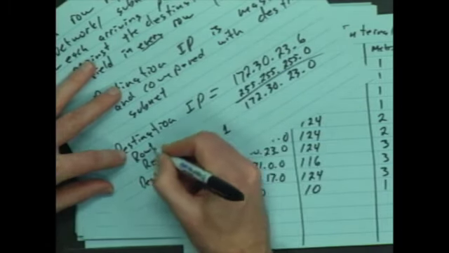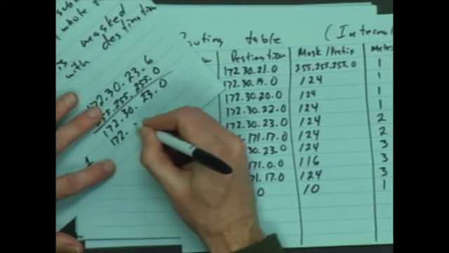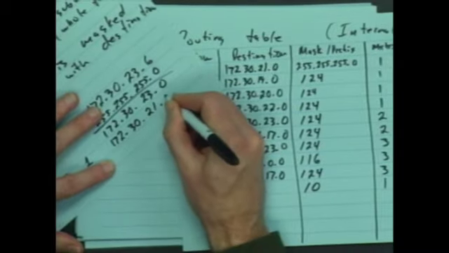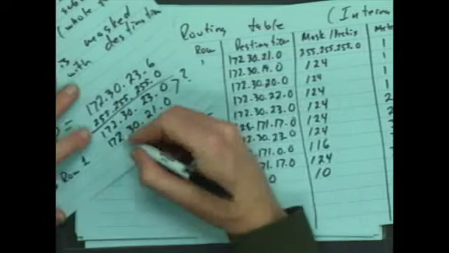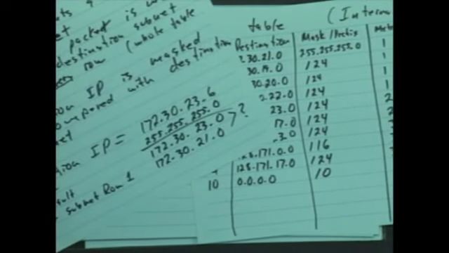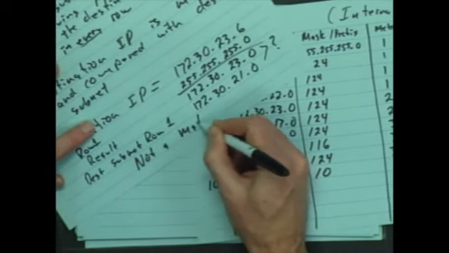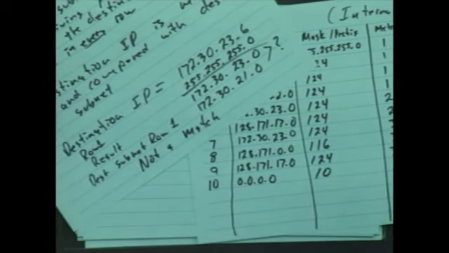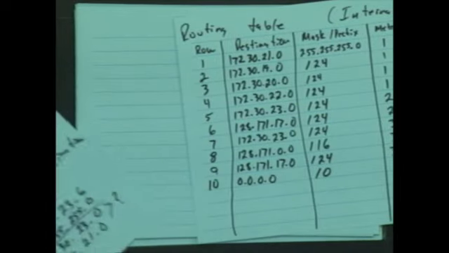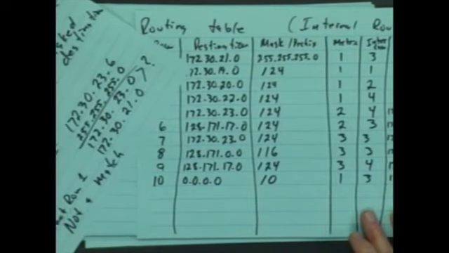So on row 1, the destination subnet is 172.30.21.0. Does that match? No. This is not a match. That was row 1. That was fun, right? Do you want to do row 2? Let's not do row 2.